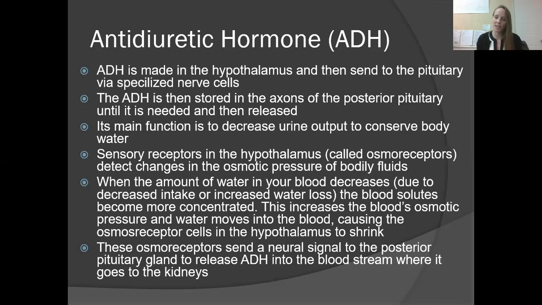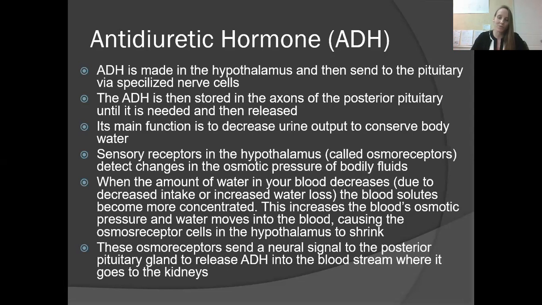So we've talked about ADH before, but just a little reminder, in the brain there are osmoreceptors which detect the osmotic pressure of your blood. And what will happen is if the osmotic pressure of your blood gets too high, those osmoreceptors shrink up. That is going to signal to your hypothalamus that something needs to be done about the osmotic pressure. Then a signal is going to be sent to the posterior pituitary to release the ADH.